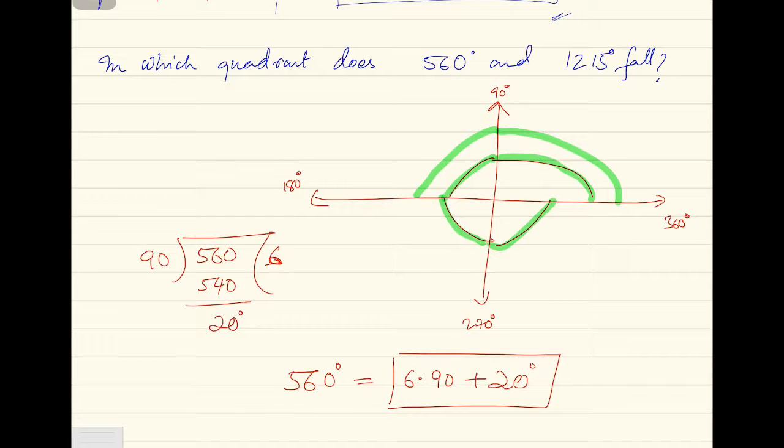So when you do 6 times 90, it reaches this point. Did you see that? It reaches this point, but you have a little extra of 20, so it will come back to this quadrant. So ultimately 560 will be somewhere here. Which quadrant is that, everyone?